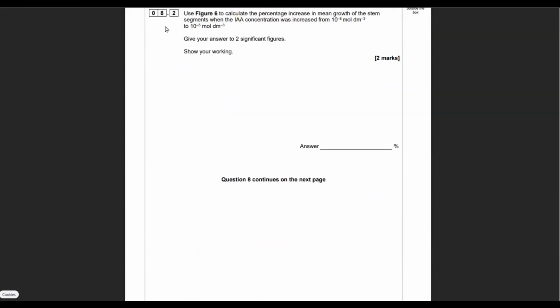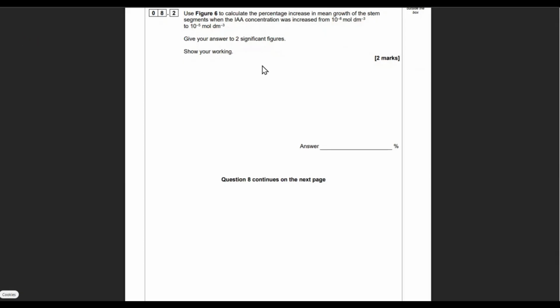Okay, 8.2, use figure 6. Use figure 6, not 0.6, to calculate the percentage increase in the mean growth of stem segments when the IAA concentration was increased from 10 to the minus 8 to 10 to the minus 5. Give your answer to two significant figures. It's worth 2 marks. We're going to need to go up and look at the graph for this one because we're going to have to use the graph.